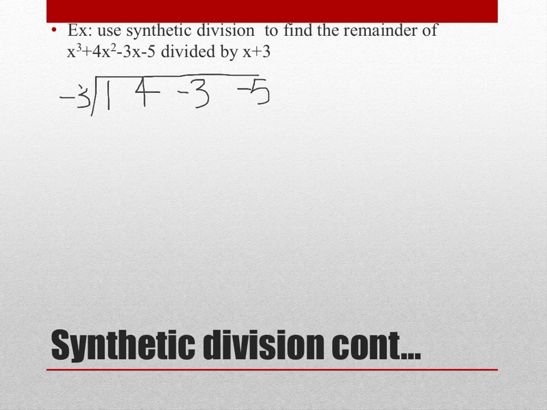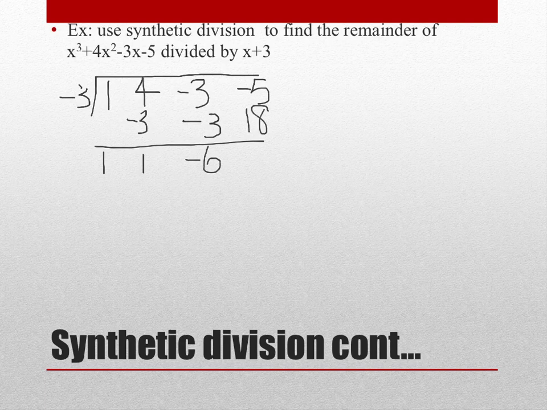So we first want to bring down our first coefficient. So negative 3 times 1 is a negative 3. 1 times a negative 3 is once again negative 3. Negative 3 minus 3 is negative 6. Negative 6 times a negative 3 is a positive 18. When you add those two together, you should end up with 13.